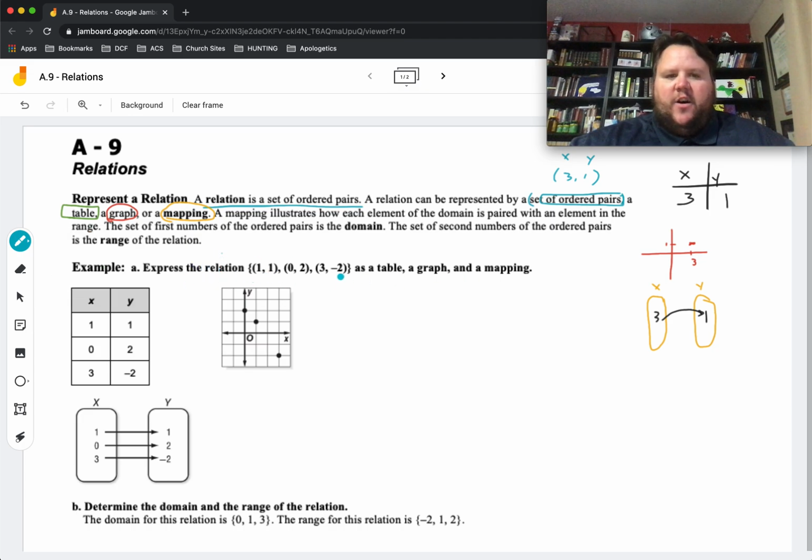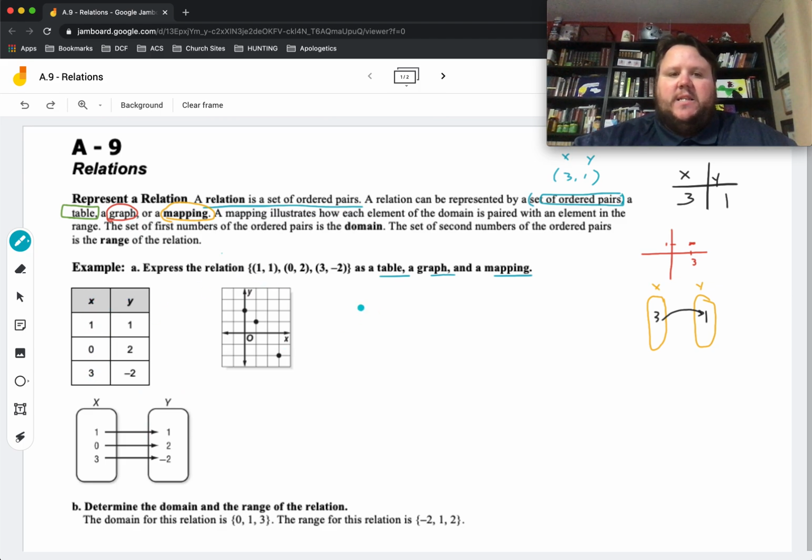If we're looking at this example here, we're going to express the relation, a whole set of points: (1, 1), (0, 2), (3, -2). And we're going to do it as a table, a graph, and a mapping. As a table, this is already as a set of ordered pairs.